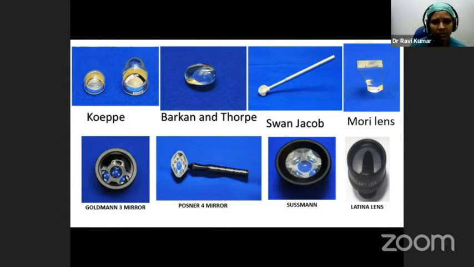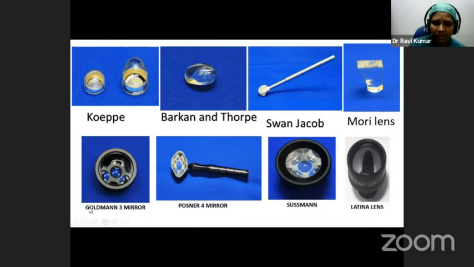The upper ones are the Kobes, Barkans, Swan Jacob, and the Mori lens, all direct gonioscopes. By direct, we mean that if we are examining the superior angle, we are seeing the superior angle only. So we get erect images with these lenses. The Kobes lens is used for diagnostic gonioscopy mainly in children. The Barkans, Swan Jacob, and Mori lenses are used intraoperatively for angle procedures.